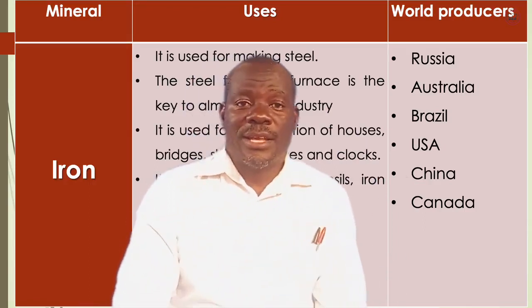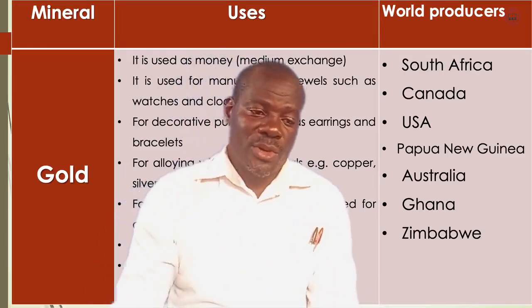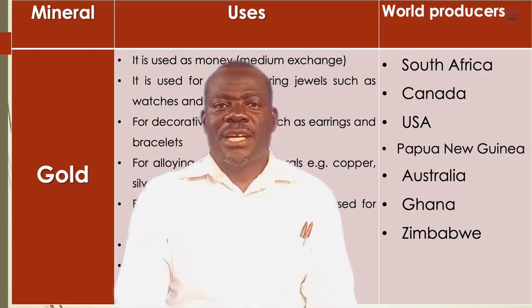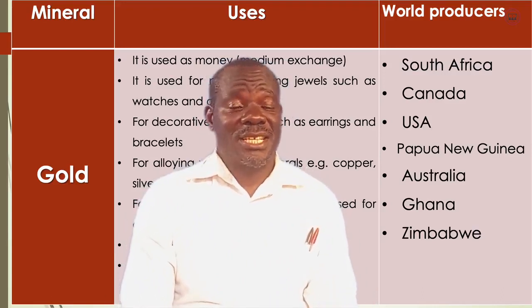Let us look at the other mineral now. Another precious mineral that we are going to look at now is gold. Gold is used as money, a medium of exchange. It is used for manufacturing jewels such as watches and clocks, for decorative purposes such as earrings and bracelets, for alloying with other minerals, e.g. copper, silver, nickel, and zinc, for gilding and making gold paint used for ornament purposes, and also for fountain pen nibs, for photographic materials. Yes, you can see now that gold is really something very special.